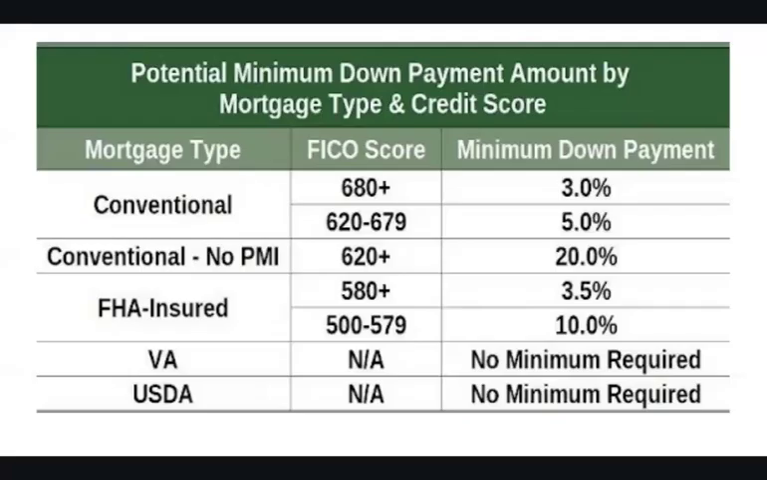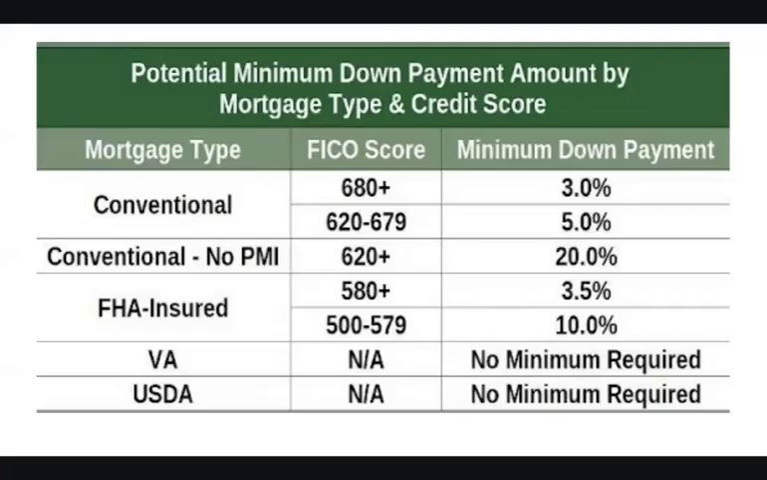Now, I told you for a conventional, that was around a 620 credit score at the lowest. With FHA, your credit score ideally is a 580 or higher. So that's still lower. With a 580 or higher, you can get a 3.5% down payment. So 3.5% down payment, right?